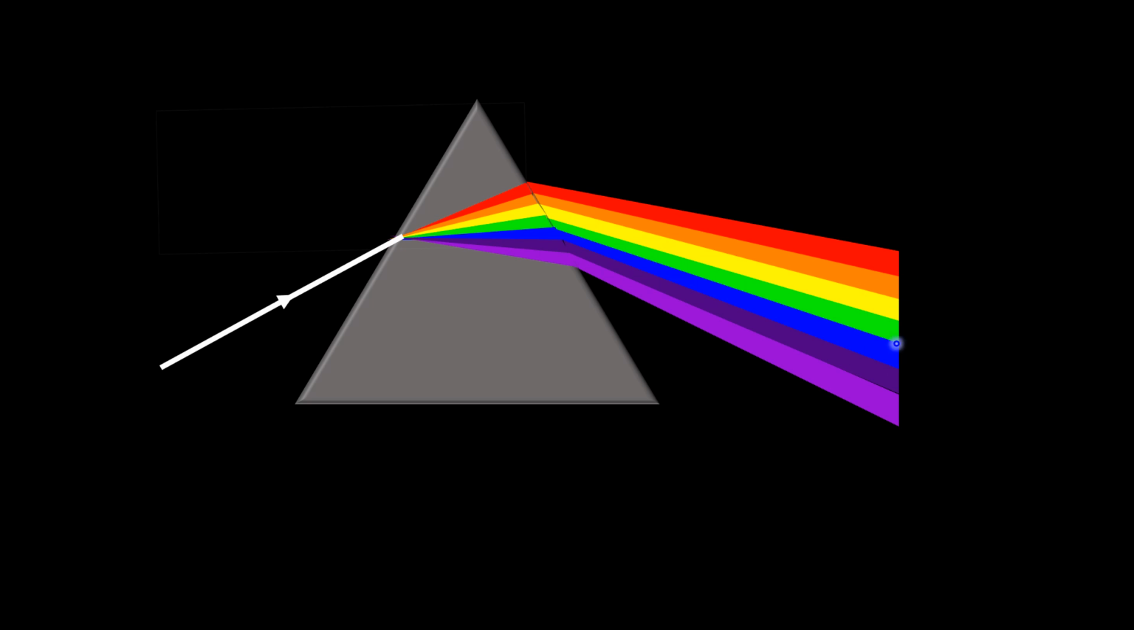Okay, so this is VIBGYOR: violet, indigo, blue, green, yellow, orange, red. So the angle of deviation is more for which color? Violet color. Actually, if the prism is not there, the white light would have gone like this, would have traveled like this. So if you measure the angle of deviation, the angle of deviation is more for violet color light than red color light. Okay.